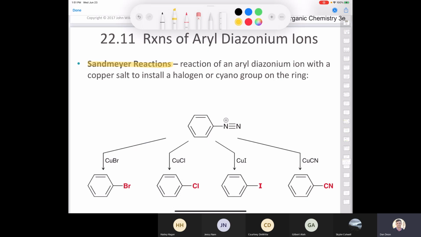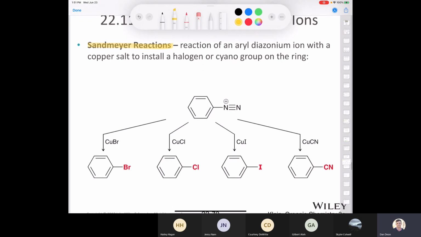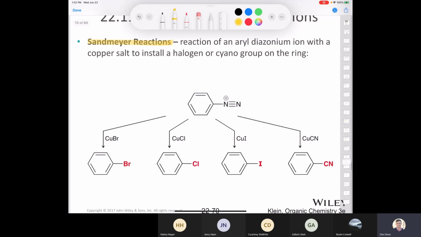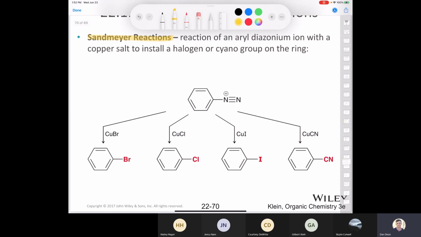He said, whenever I try it never works. But in the hands of most organic chemists, it does work really well. So what you do is you take your diazonium salt and you react it with a copper 1 salt. So copper 1 bromide, copper 1 chloride, copper 1 iodide. And what that does is it just substitutes the diazo portion for a bromide, a chloride, or an iodide, respectively.